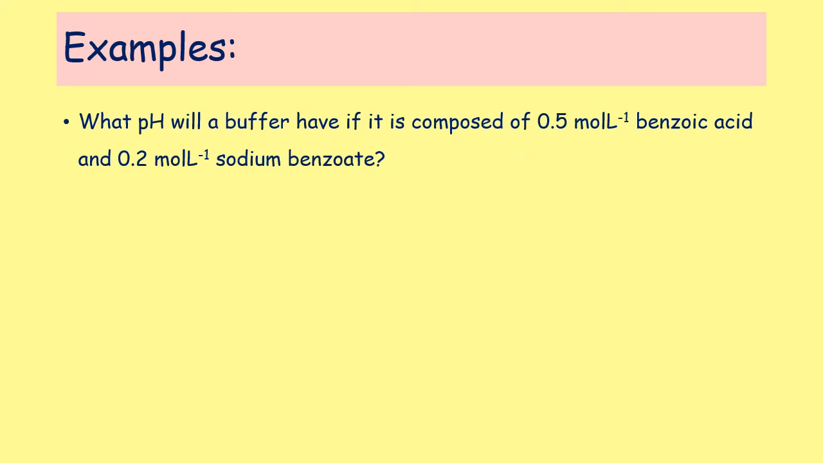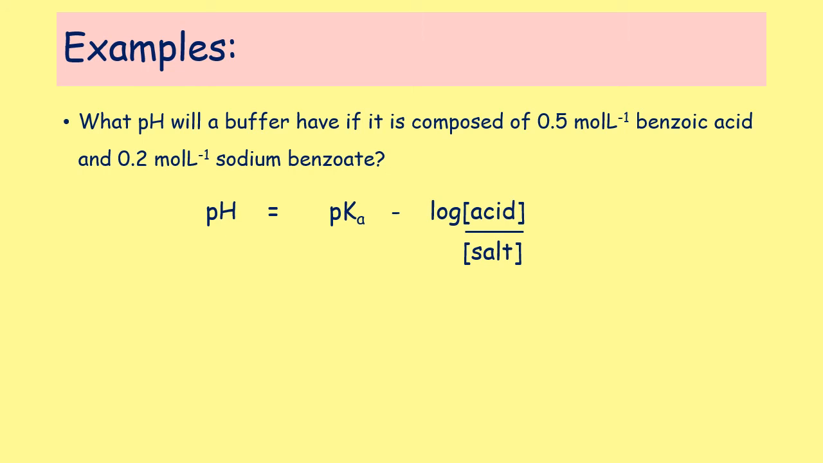So it's mostly the questions use the equation pH equals pKa minus log of acid over salt, sorry. And that equation is written in the front of your data booklet. So first question, and it's going to be a worked example. What pH will a buffer have if it is composed of 0.5 mole per litre benzoic acid and 0.2 mole per litre sodium benzoate?